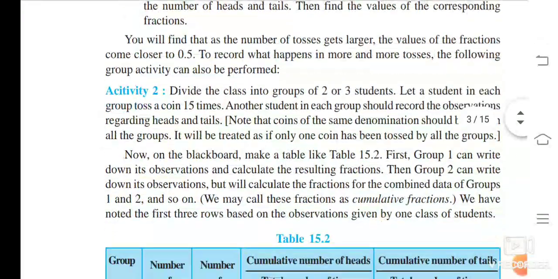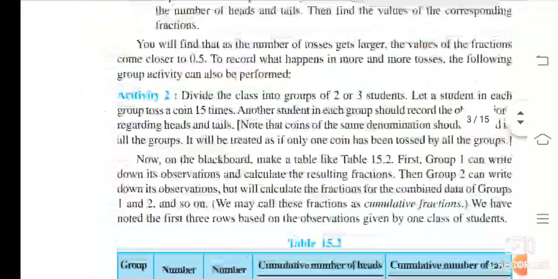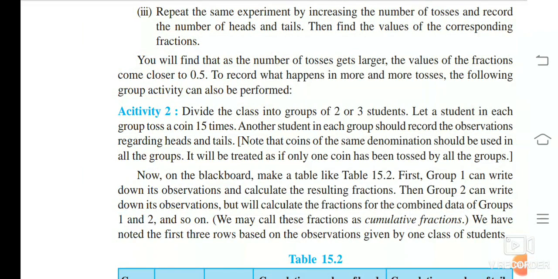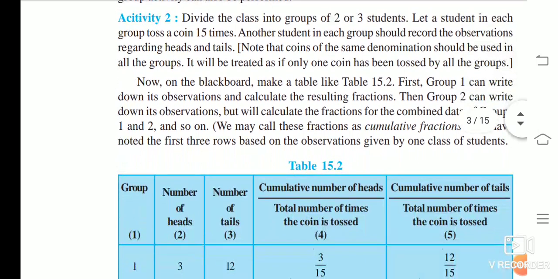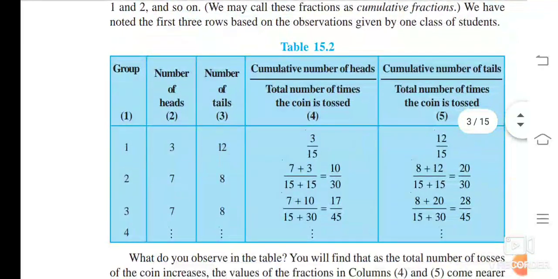Now the second activity: divide the class into groups of 2 or 3 students. Let a student in each group toss a coin 15 times. Another student in each group should record the observations regarding heads and tails. Now you need to write the answers on the blackboard, group by group: first group, second group, like that, with the number of heads and the number of tails. So if you toss 15 times, you have answers 3 and 12.